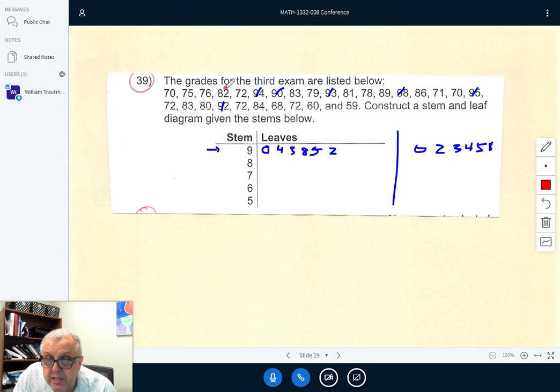Then I go to the 80s. I have an 82, 83, 81, 89, 86. And don't forget, we're not putting commas. We're just leaving spaces between them. There's another 83, so you have to put both of them. 80, 84, and so on. So that's what you do. You're going to do the same thing for the 70s, 60s, and 50s. That's the stem and leaf plot.